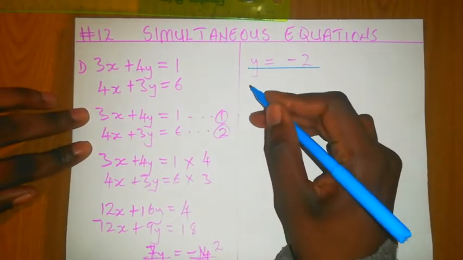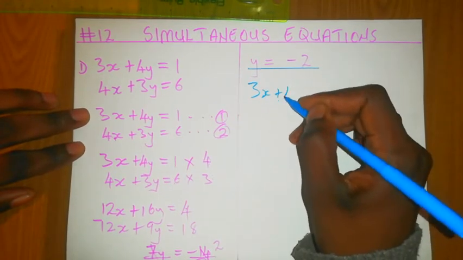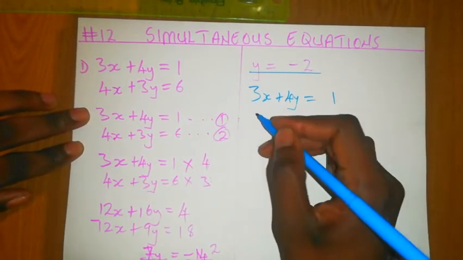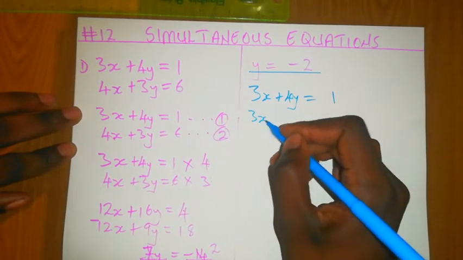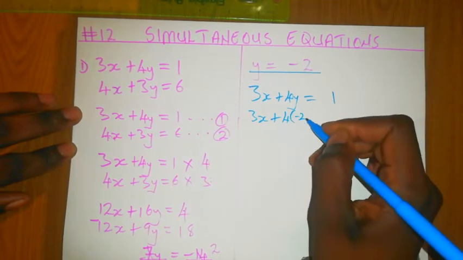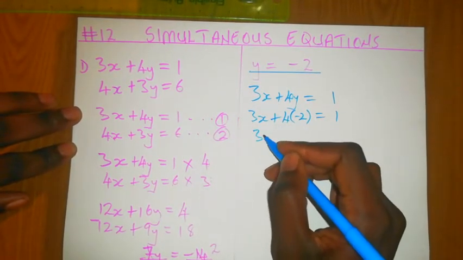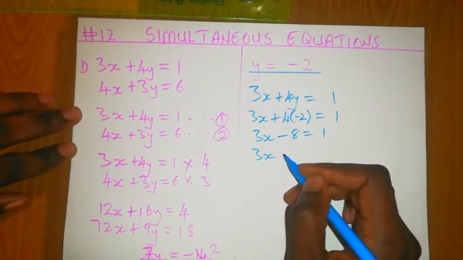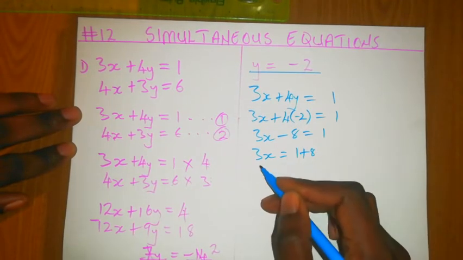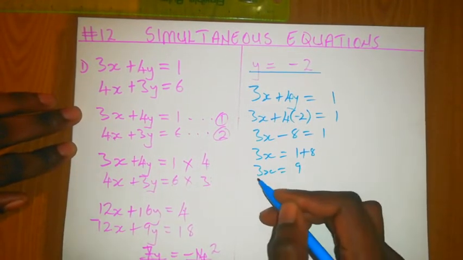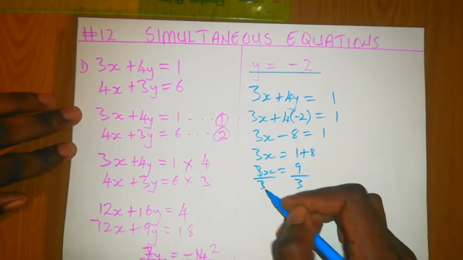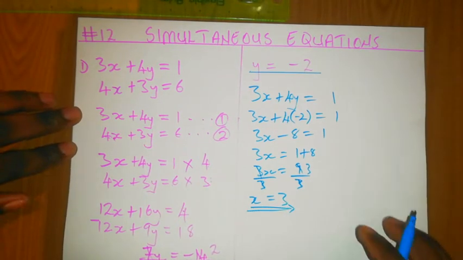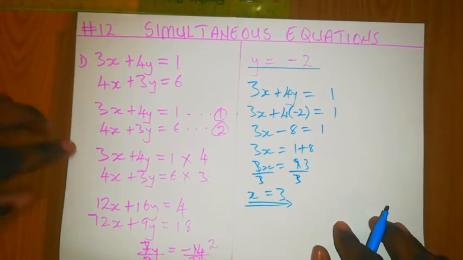So I'm going to start with 3x plus 4y is equal to 1. I found the value for y to be negative 2, so I'm going to substitute here. It's now 3x plus 4 bracket negative 2 is equal to 1. It's now 3x minus 8 is equal to 1. Then I'll collect my like terms. 3x is equal to 1 plus 8. 3x is equal to 9. Divide both sides by 3. So your x is equal to 3.